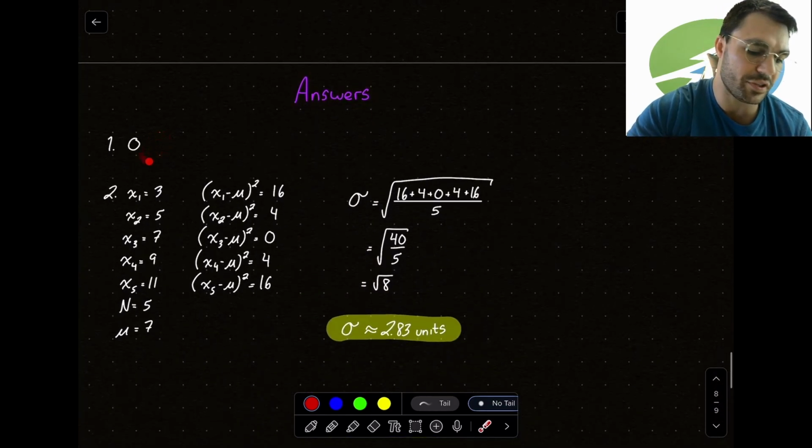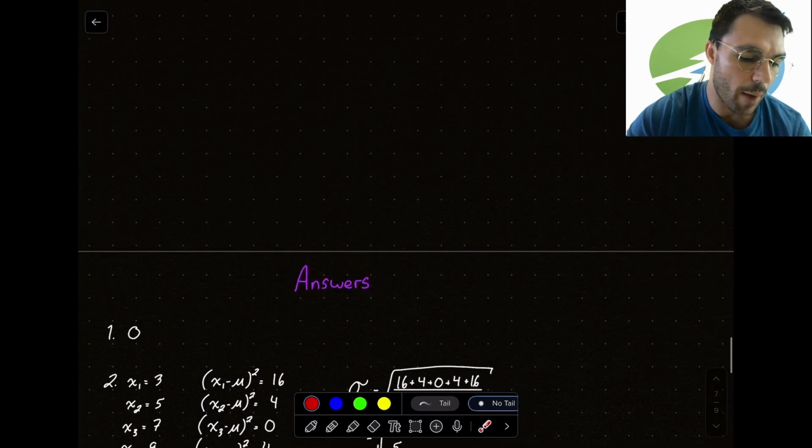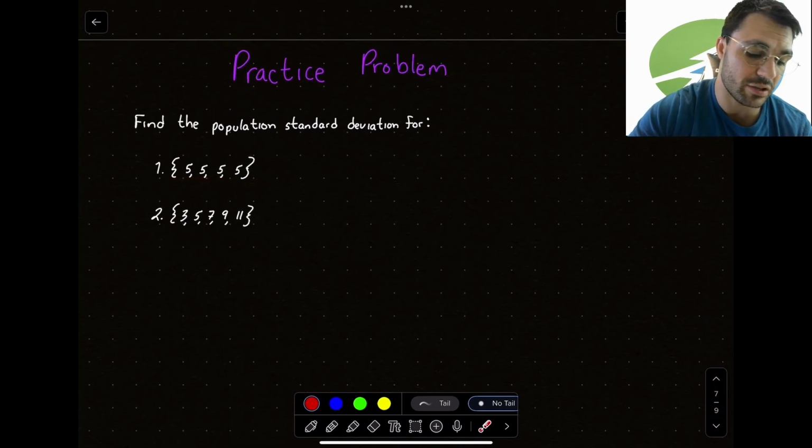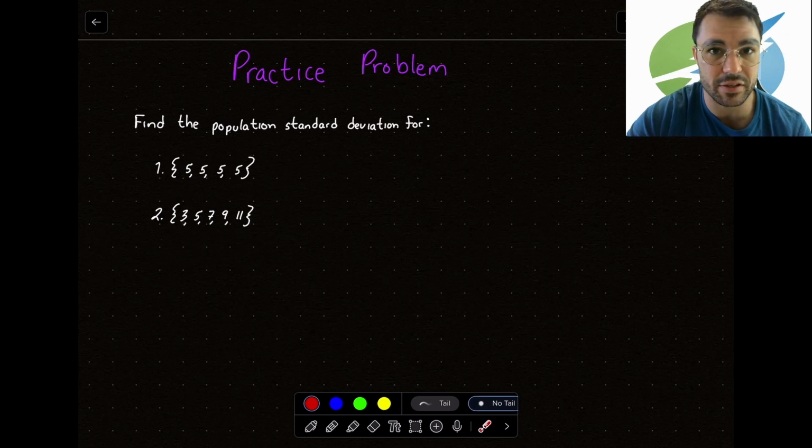So the first one, simply 0. I didn't even show work. I was admittedly a little lazy here. But we know it's 0 because they're all 5. The mean is 5. Any given point is going to be 0 units away from the number 5. Anything is 0 units away from itself.